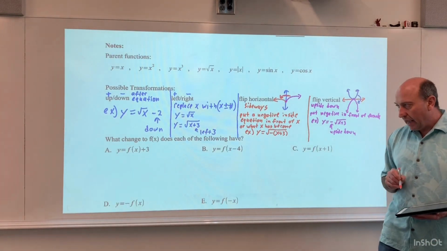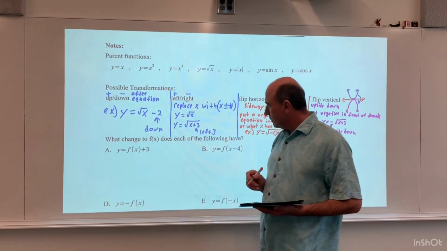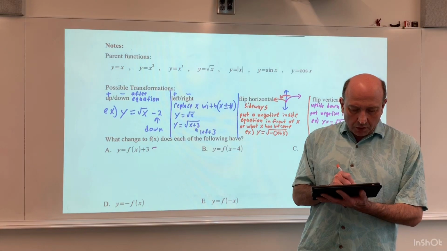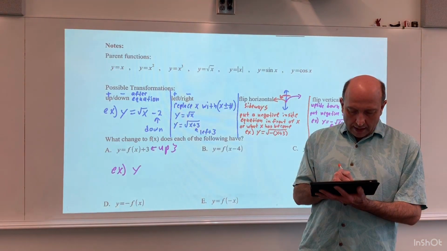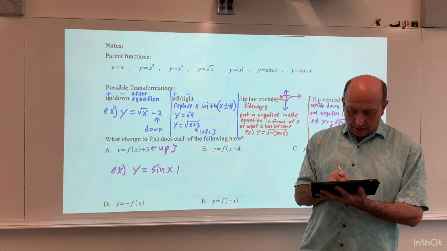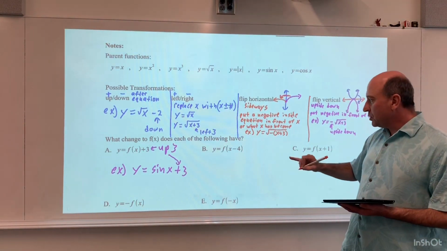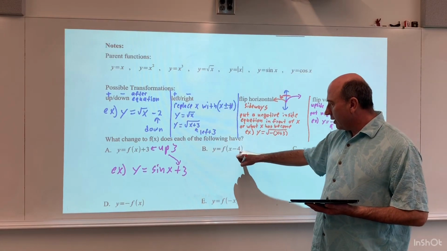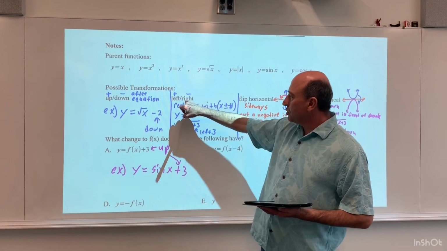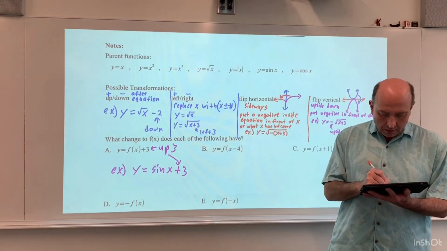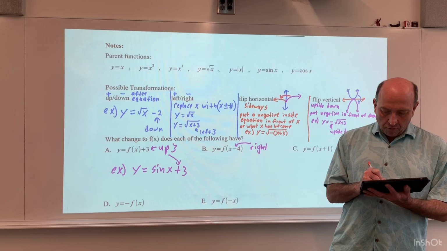So what this is saying is, if you take any formula and put a plus 3 at the end, no matter which formula you do it to, it goes up 3. For example, y equals the sine of x plus 3. Okay, this one, x minus 4, is in the formula. So minus moves it to the right. Remember, it's kind of backwards. So that x minus 4 is going to move it to the right 4.